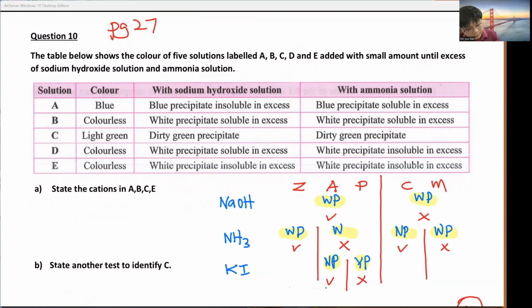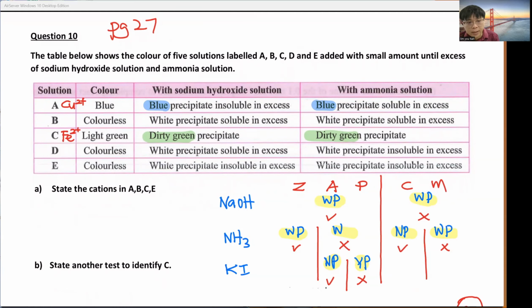Okay, so the first one, to identify this one, is quite obvious because of the blue, and then the green. Whenever it has color, the answer is very obvious already. Solution A is copper. This is iron 2. Okay, we confirm these two are copper and iron 2.